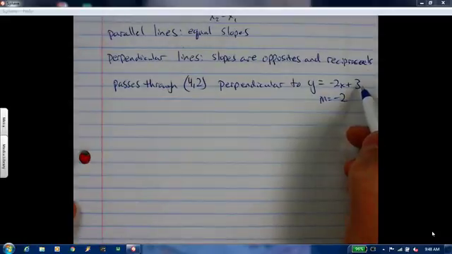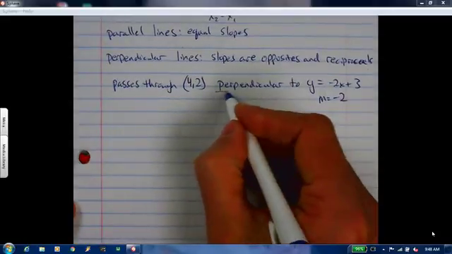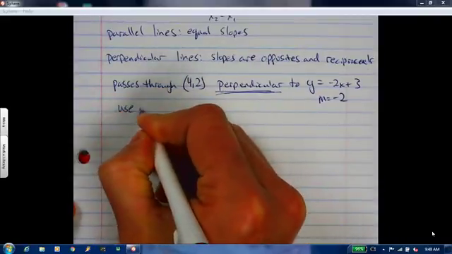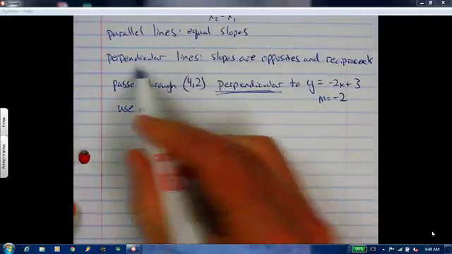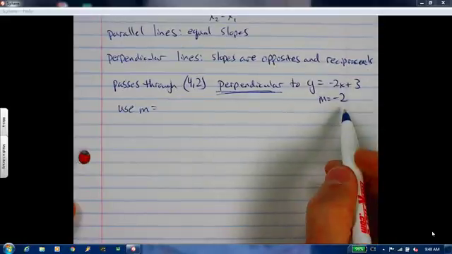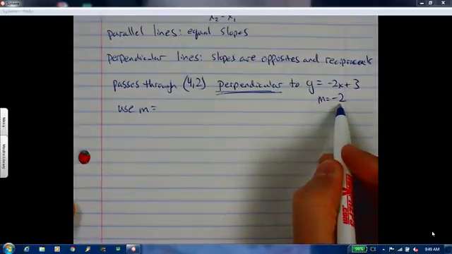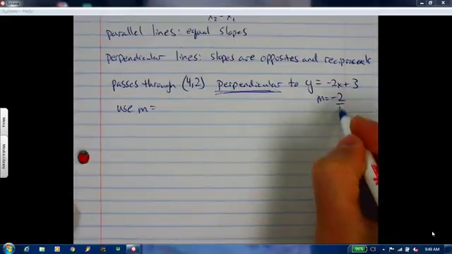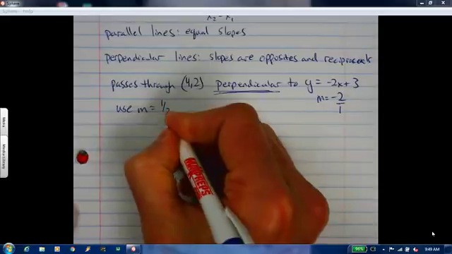So if we want it perpendicular, what m will we use? What is perpendicular, opposites and reciprocals? So what's the opposite of negative 2? 2. And what's the reciprocal of 2? 1 over 2. This is negative 2 over 1, so the opposite and reciprocal would be positive 1 over 2.